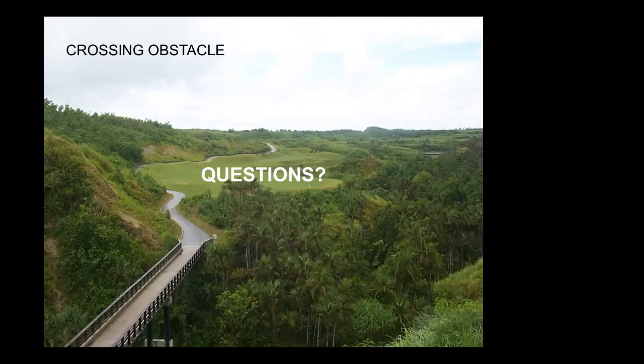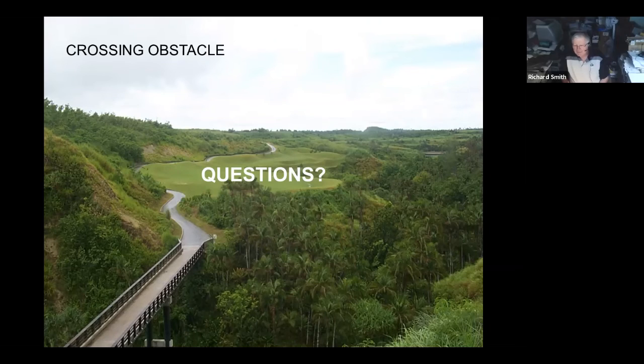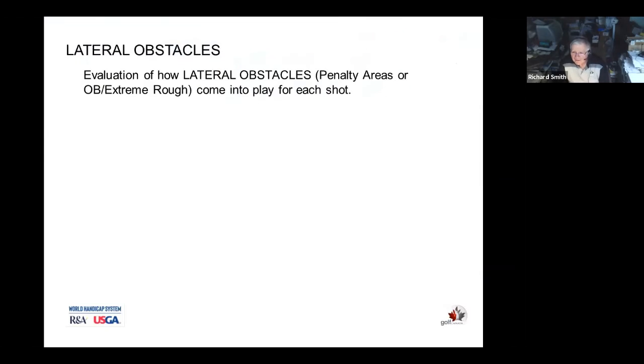I was just trying to see if you answered one of them, but one is: the C adjustment says if the carry over a crossing obstacle closely borders the front of the green, is it the carry that must be closely bordering or the crossing obstacle that must closely border? Well, it's where, let's see if I can go backwards here.